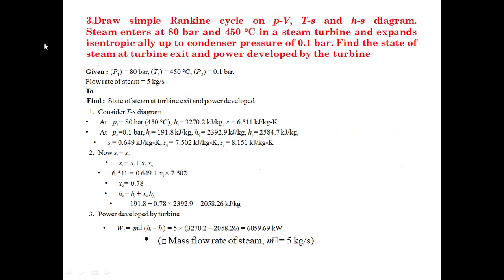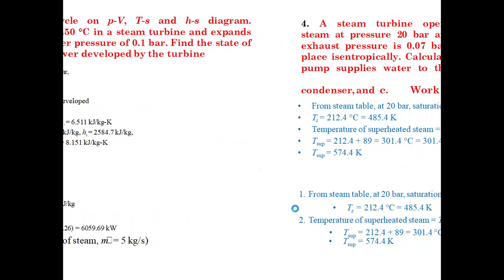Please look here. S1 equals SF plus X2 SFG, to find out the X2 value, and next to find out the H2 value, which is 2058.26 kilojoule per kg. To find the power developed by the turbine, the work done by the turbine is mass into change in enthalpy. The mass flow rate is 5 kg per second.